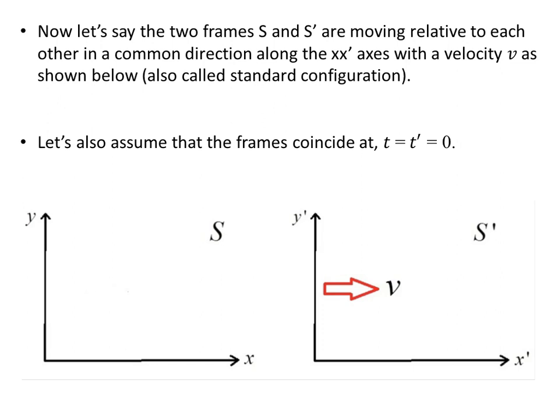Now let's say we have two frames S and S prime, or S dash, moving relative to each other in a common direction along the x axes with a velocity v as shown below. So here's our velocity v, S prime moving with respect to S. This configuration is also called standard configuration, and it's where we also assume the frames coincide at t equals t dash equals 0. So we have frames in relative constant motion with respect to each other.